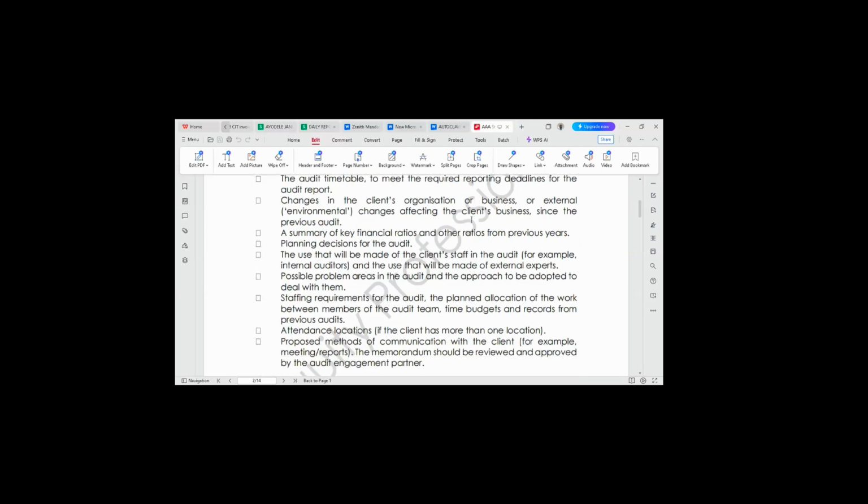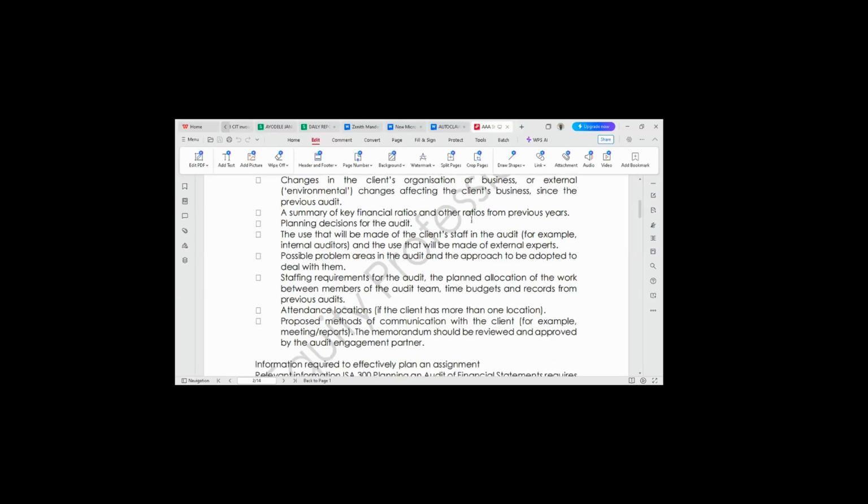Then next, method of communication. For method of communication, are you going to be using social media? You're going to be sending mails. You're going to be calling. That medium needs to also be defined and established. Okay, so those are some of the information contained in the audit planning memorandum.